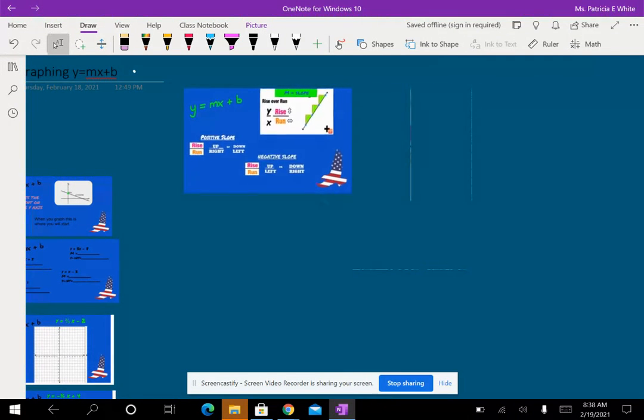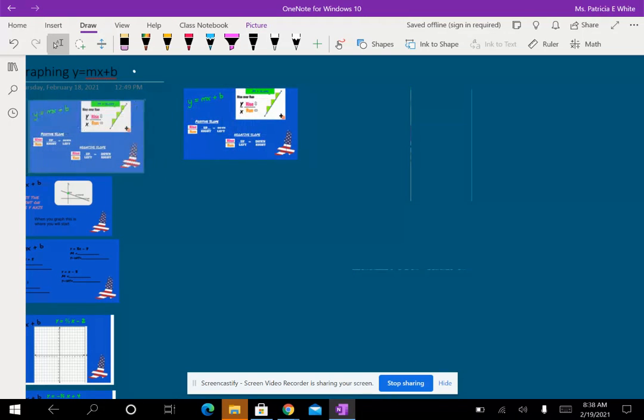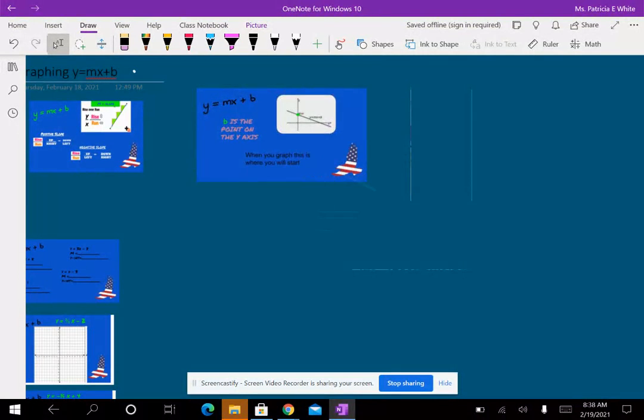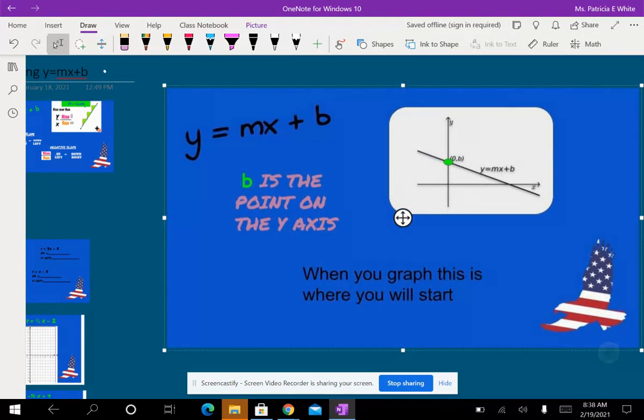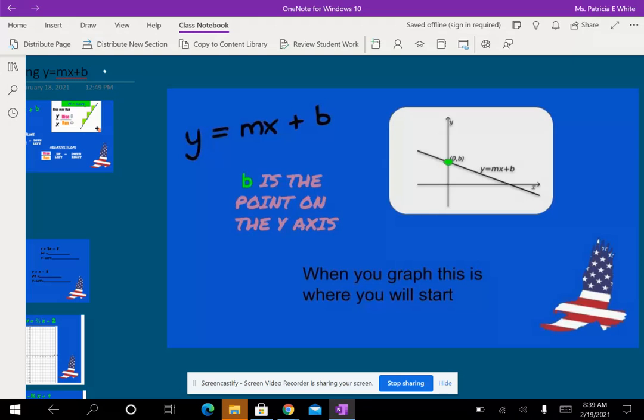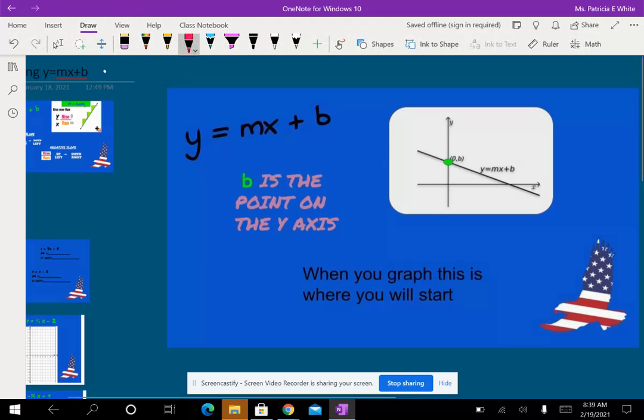All right, I'm going to put this one away and pull out this slide. Now, this is my starting point, my b. That's where I'm going to get started with my graph. Wherever I have this number, it's going on that y-axis. If that's a positive 3, I'm going to come up 3. If it's a negative 2, I'd go down 2.